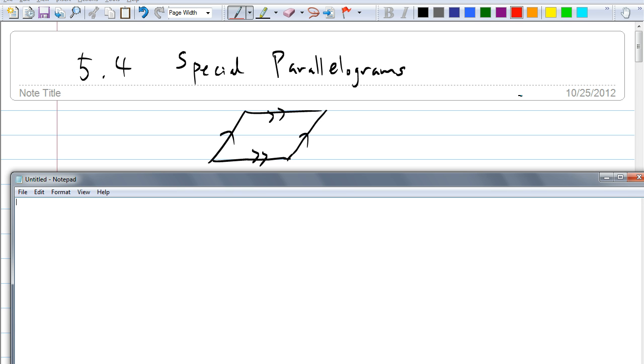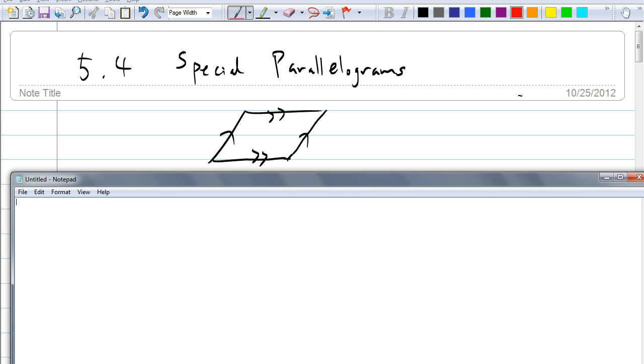Trapezoid. Is trapezoid a parallelogram? Okay, so why not? Why do you think trapezoid is not a parallelogram? Right. For a parallelogram, both pairs of opposite sides must be parallel. Trapezoid has only one pair of opposite sides that are parallel. Exactly one. Okay, so good.